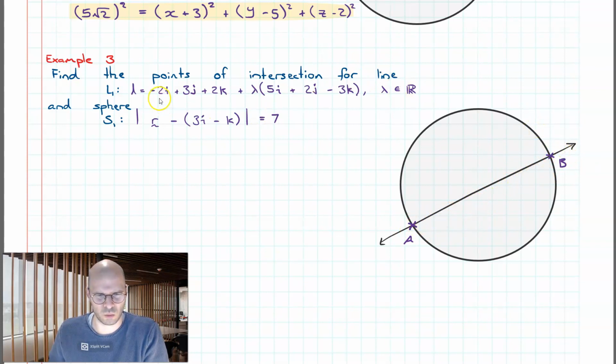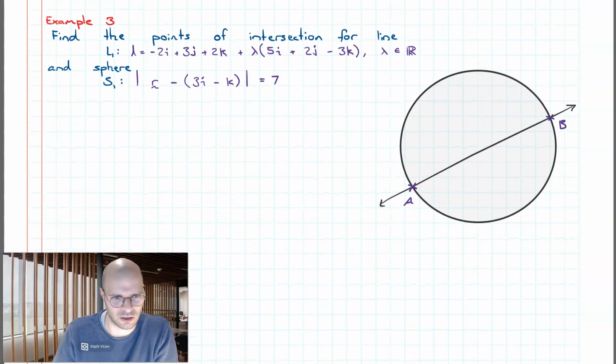Now we are presented with equations that are in forms that aren't particularly useful at this point in time. So what we're going to do is solve this by first converting the line into its parametric equations. Then we will convert the sphere into its Cartesian form. We will then substitute the parametric equations for x, y, and z into the Cartesian equation of the sphere, and then we will solve for lambda. That will reveal to us the 2 values of lambda that reveal the positions of A and B.